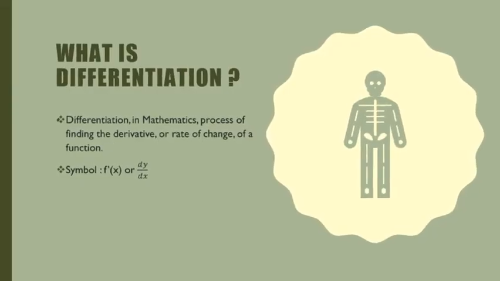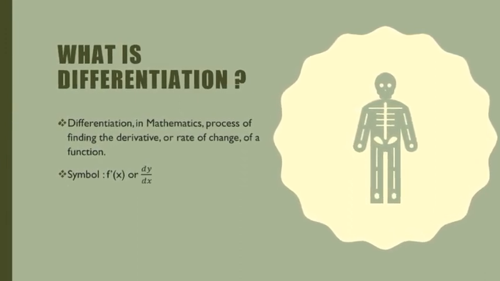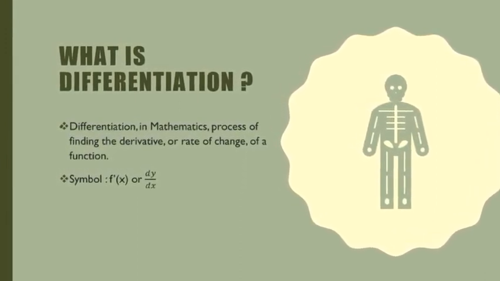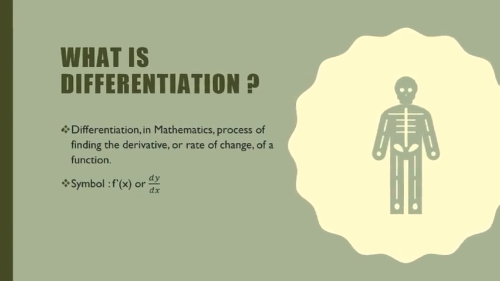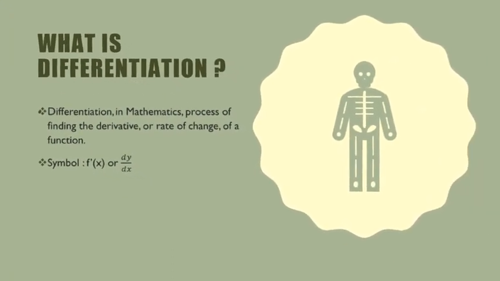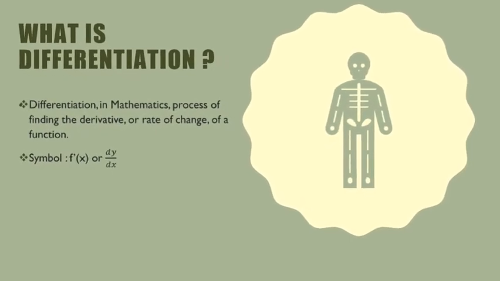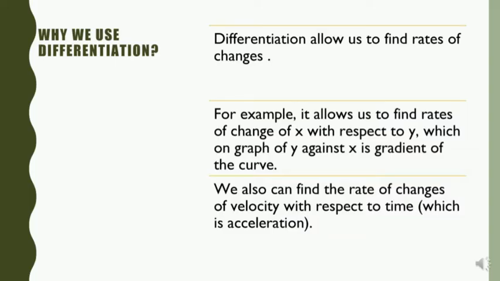What is differentiation? Differentiation in mathematics is the process of finding the derivative or rate of change of a function. That is the symbol that will be used for differentiation. Why do we use differentiation? Differentiation allows us to find rates of change. For example, it allows us to find rates of change of x with respect to y, which on a graph of y against x is the gradient of the curve. We also can find the rate of change of velocity with respect to time, which is acceleration.